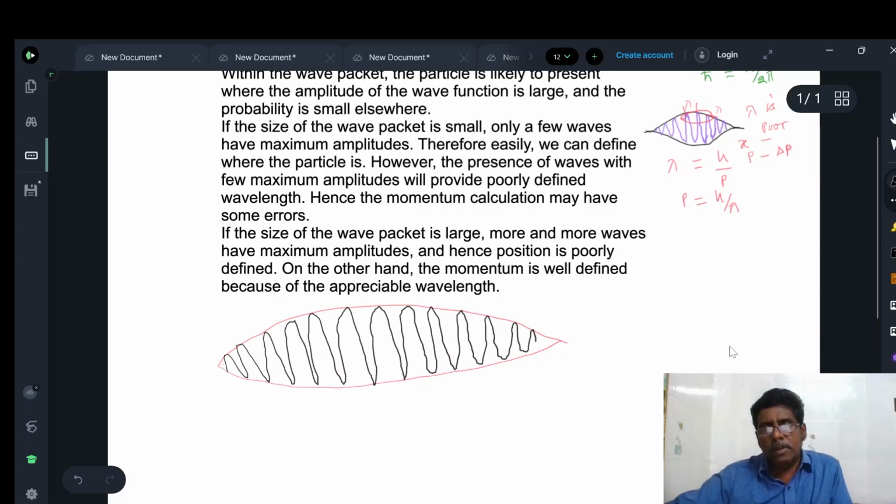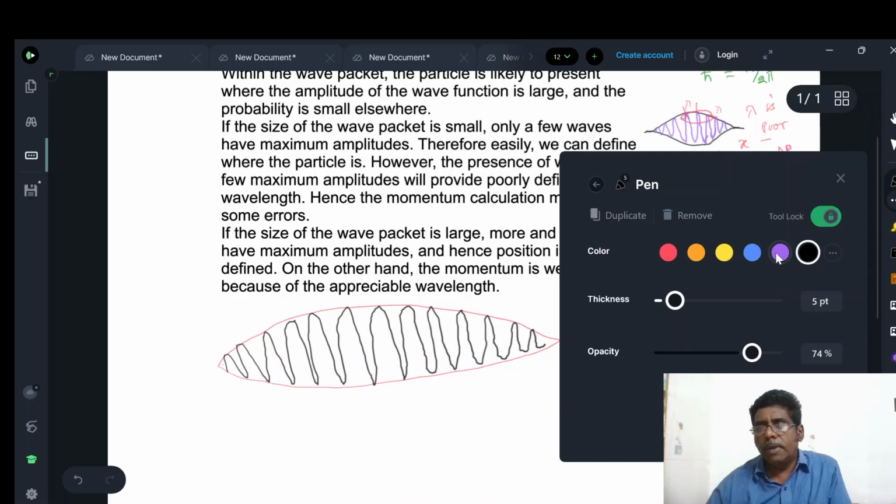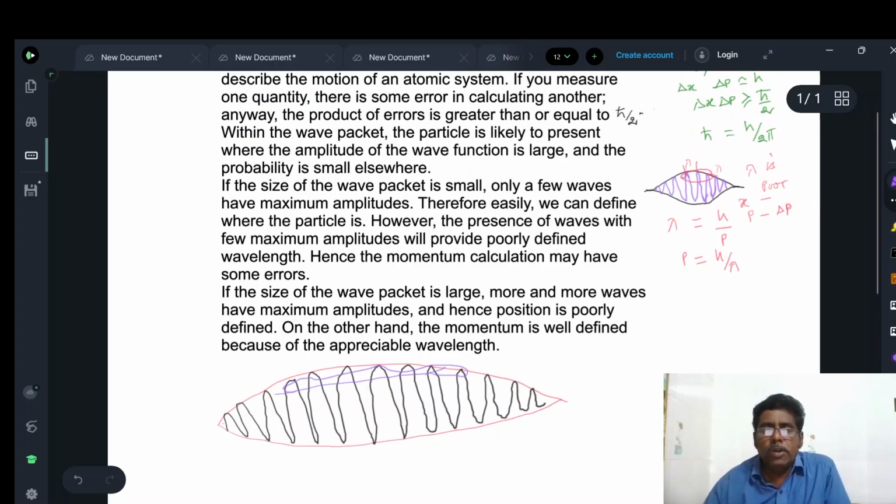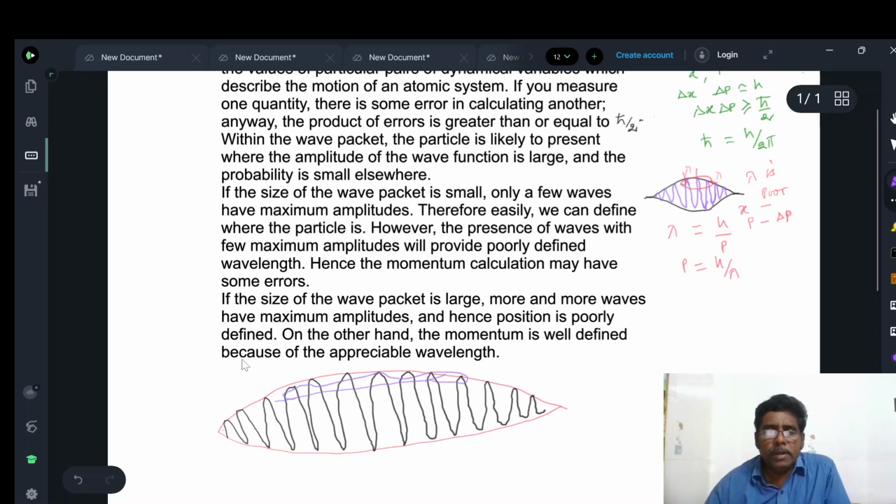See this region here, we can point out more and more waves with equal amplitude at least. Say this region has waves with the maximum amplitude, so the particle is likely to be present in this region: 1, 2, 3, 4, 5, 6, 7, 8 like this. So if you want to find out the position of the particle, we have to face a little trouble because more and more waves have higher amplitude.